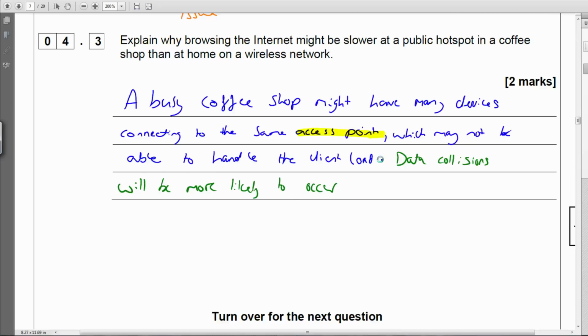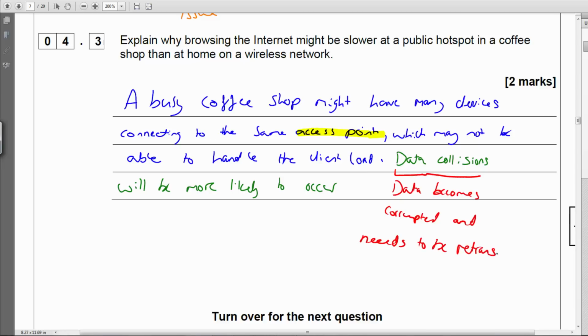Right, so I've written data collisions will be more likely to occur. And a data collision is when data becomes corrupted because, you can think of it as colliding, and so it needs to be retransmitted because of the protocol we just looked at. So you can imagine how that would slow the speed down if you're browsing over Wi-Fi. Okay, hopefully that'll get us 2 marks.